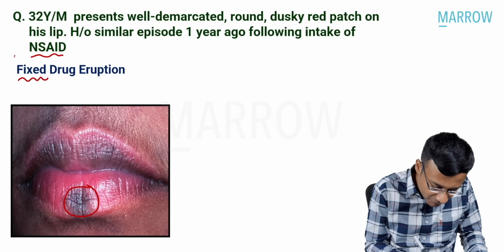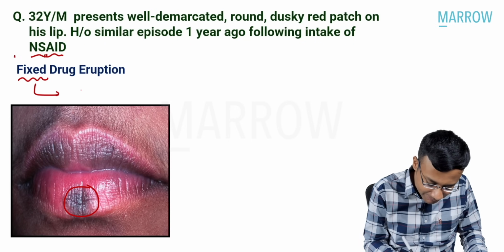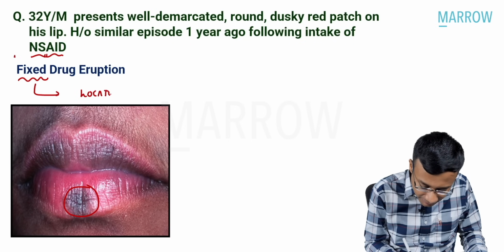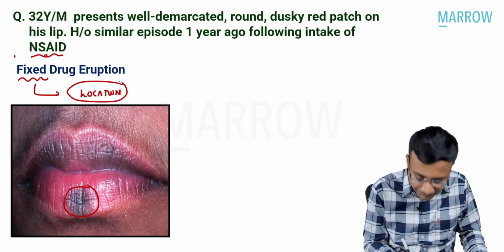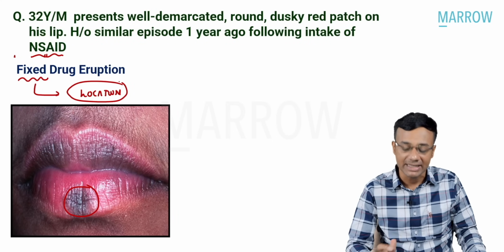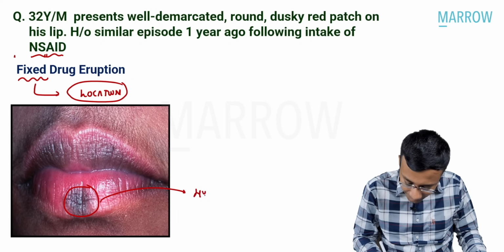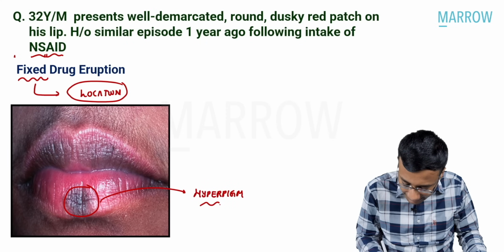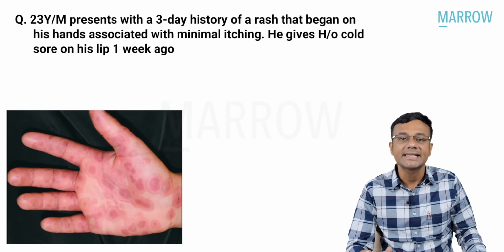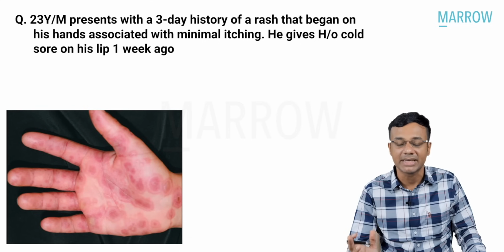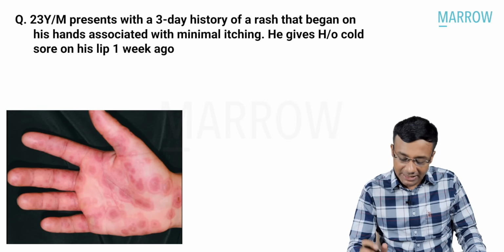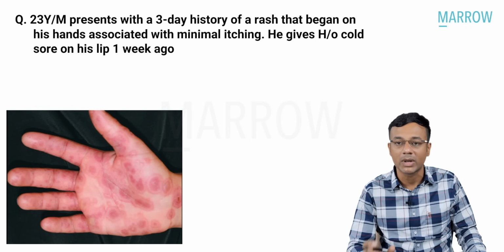Now, why is this condition called fixed drug eruption? That is because the location of this drug reaction is fixed. And always remember, students, as we can see in the image here, it always heals with hyperpigmentation. We move on to the next case scenario, wherein a 23-year-old male is presenting with a 3-day history of a rash which begins on the hand with minimal itching, history of cold sore on his lip 1 week ago.